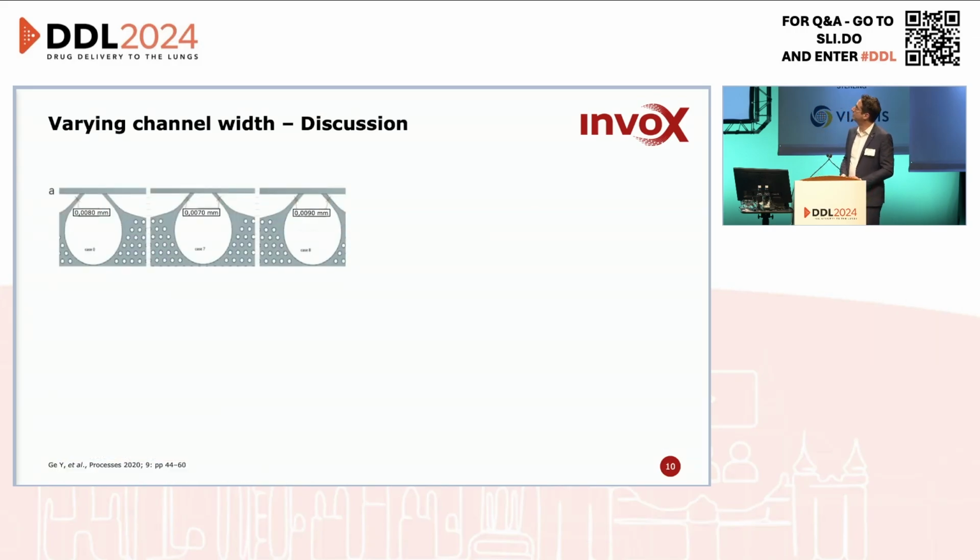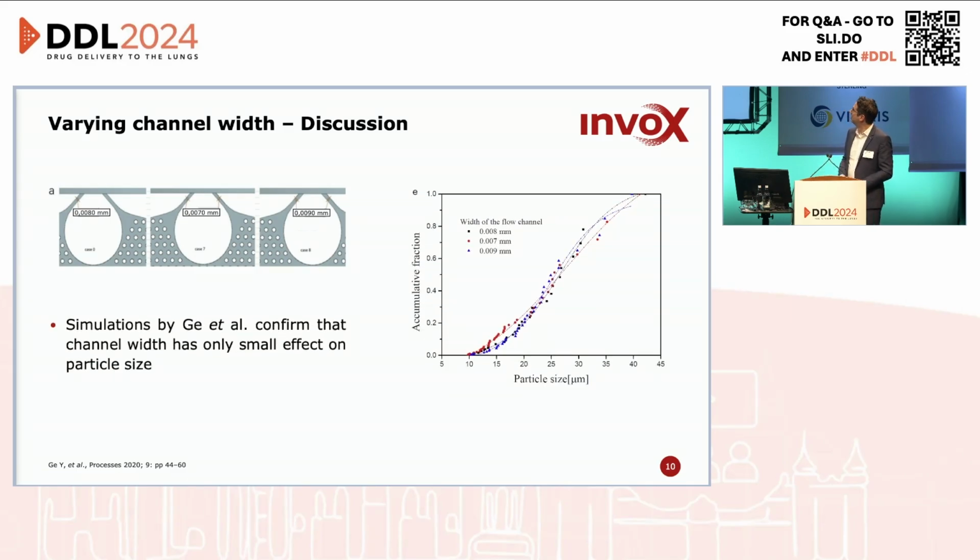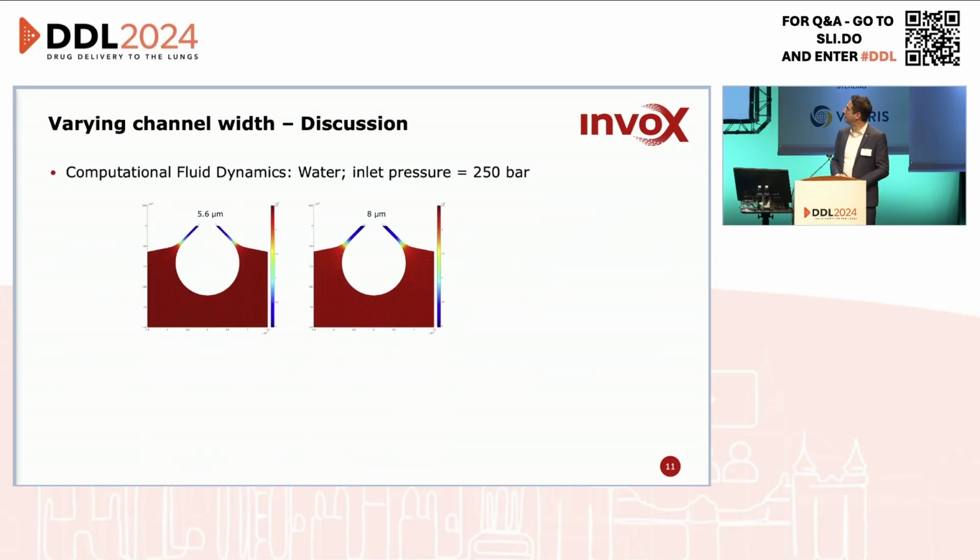So what can we see again from G et al. with their simulations? We also see that for them, the effect on the particle size from different channel widths is not really that pronounced. To understand this better, why does the channel width not affect the particle size?